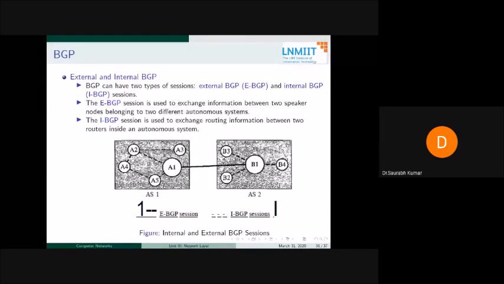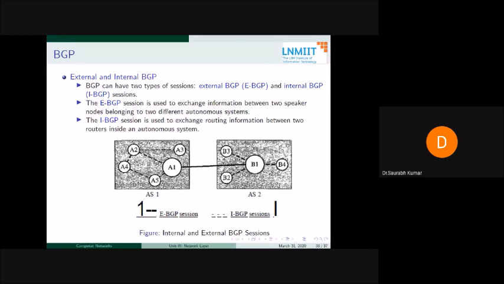Finally, our topic goes to the final slide, which is called external and internal BGP. They are the two types of sessions. So what is external BGP? An external BGP session is used to exchange information between two speaker nodes belonging to two different autonomous systems. Very simply speaking, if the border gateway protocol is implemented between two autonomous systems and there is an exchange happening between these two autonomous systems, then it is an external BGP session.